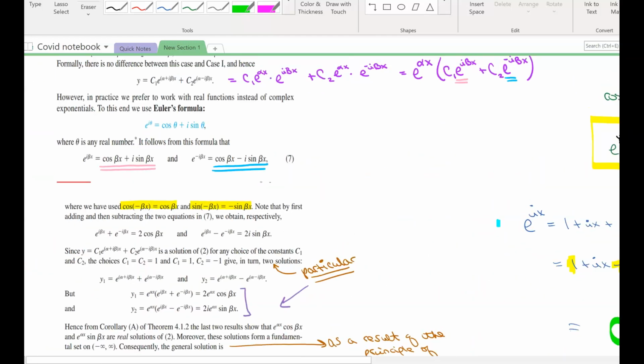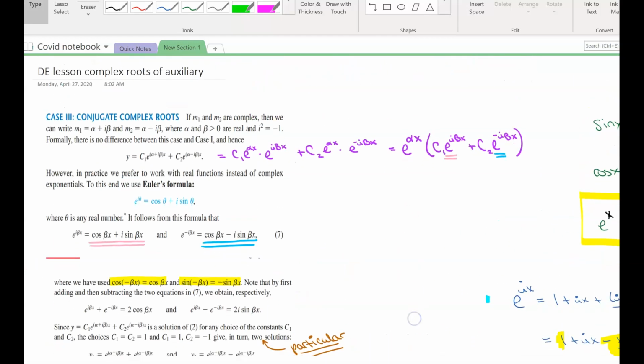Okay, so now we can go to case 3, okay? So case 3, as you know from our last notes, not the last lesson, co-ed class, okay? That last lesson, I'm sure I confused you.